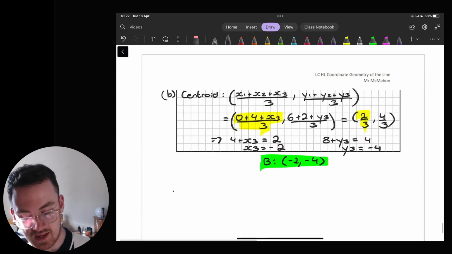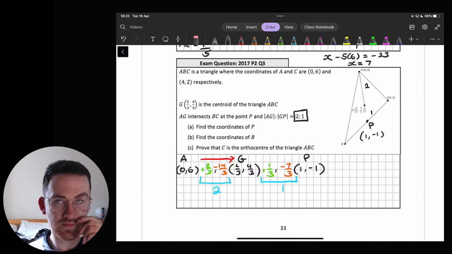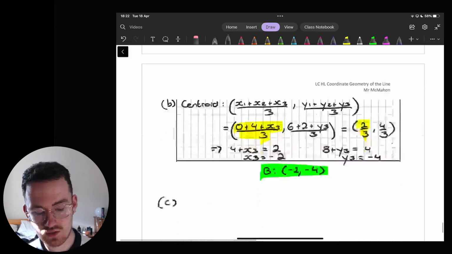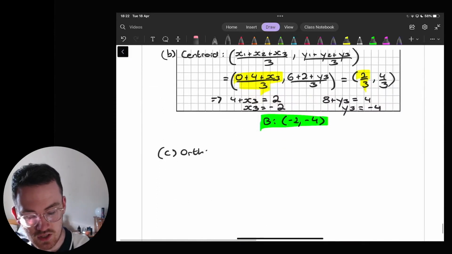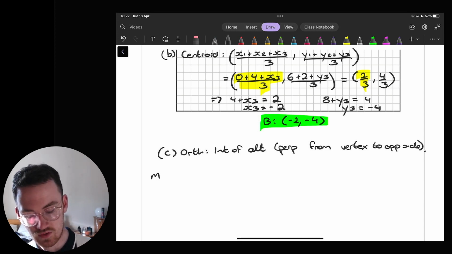Looking now at the last part, we are asked to confirm, or prove, that C is the orthocenter of the triangle ABC. So we need to find the orthocenter. The orthocenter is the intersection of the altitudes, and that is the perpendicular from one side. So it's the perpendicular from the vertex to the opposite side. So let's just pick two sides. We'll first of all go maybe with AC.